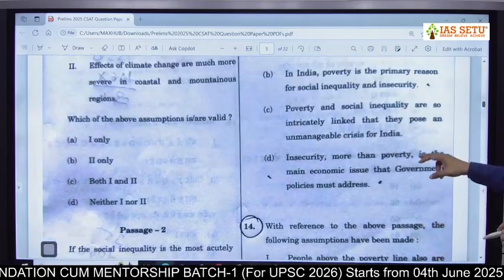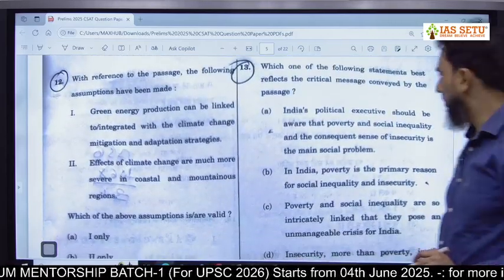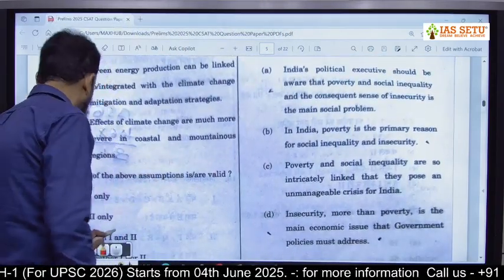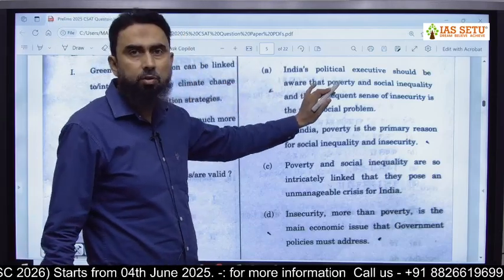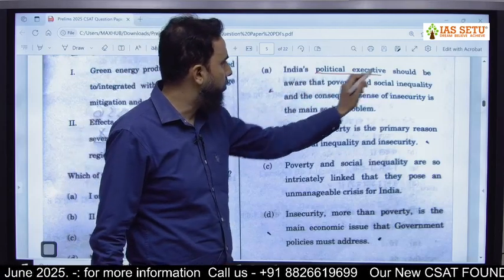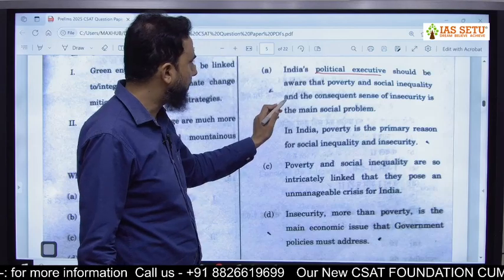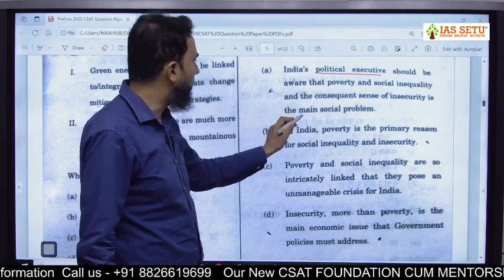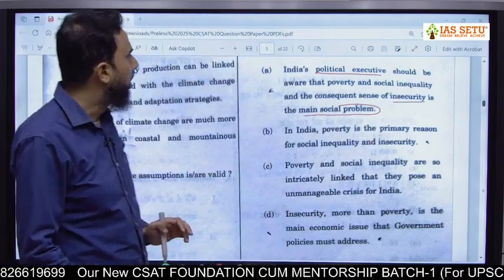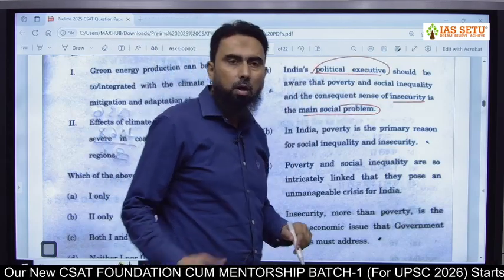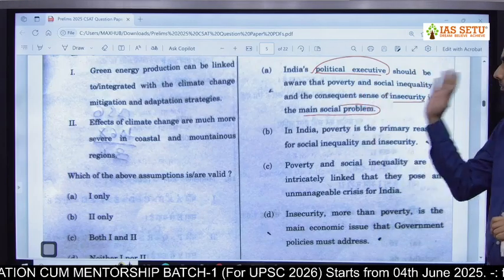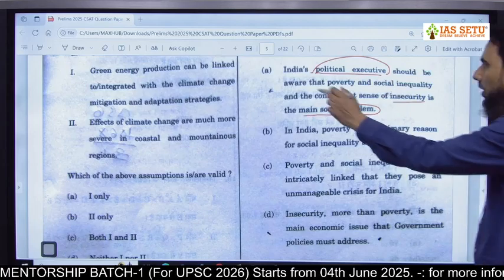So question number 13, what is the critical message? The main point. Go by elimination. A very important approach is elimination, find the wrong part. Option A: India's political executive should be aware that poverty and social inequality and the consequent sense of insecurity is the main social problem, whereas insecurity has been mentioned as an economic problem very clearly in the beginning of the passage. And whether the political executive is directly or indirectly mentioned in the passage, the answer is no. So it is deviating from the path. Option A is out.